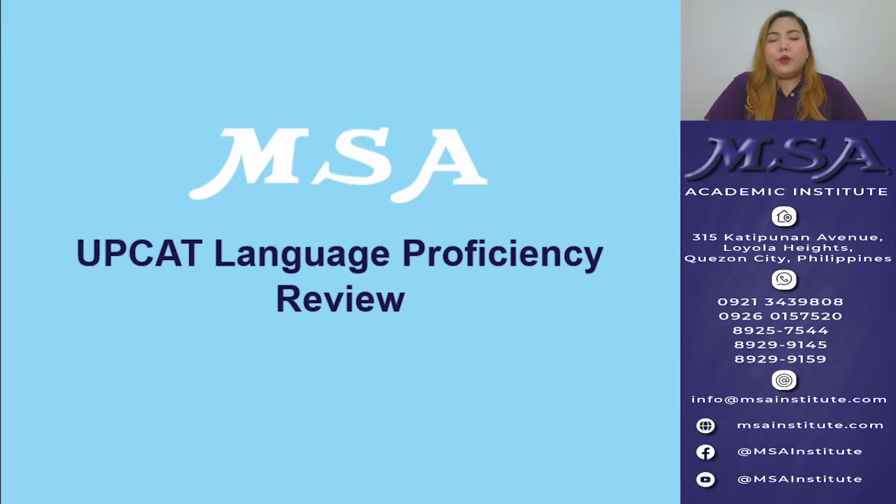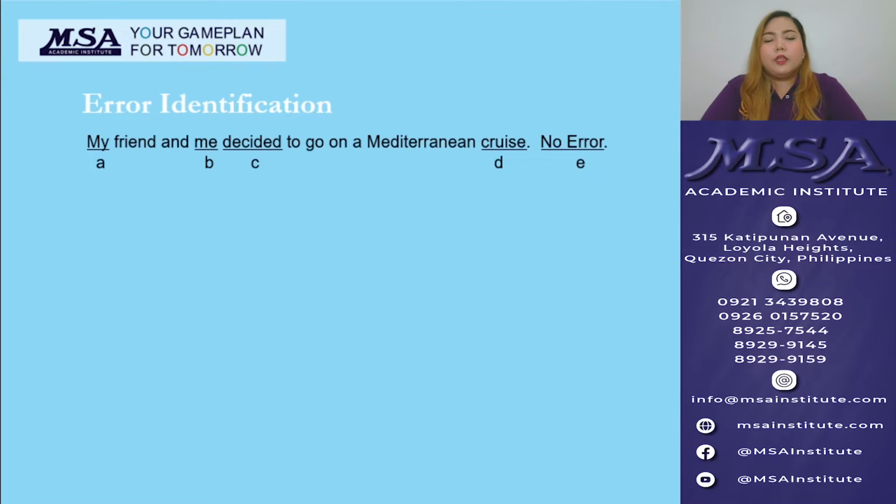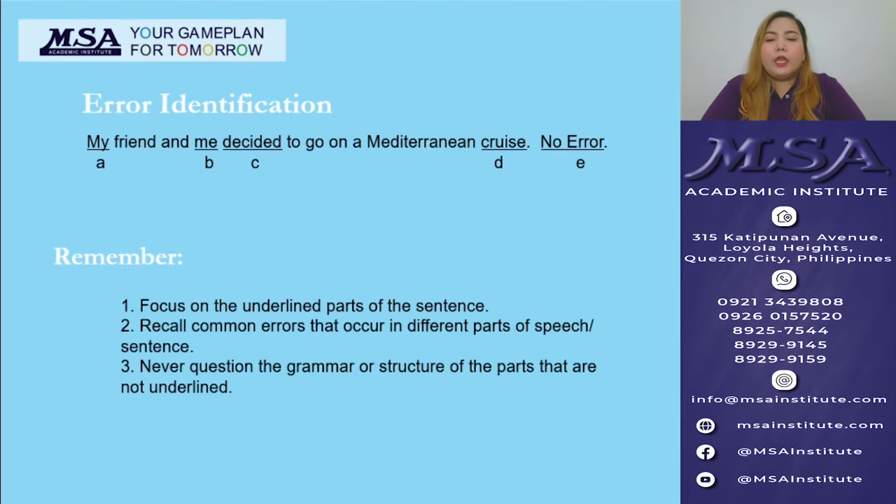In this video, we'll talk about the language proficiency part of the UP College Admission Test, specifically the grammar items. One kind of grammar item that you'll encounter in the test is error identification, such as the given example. Now, there are different things that you have to remember when answering error identification items. First is that you have to focus on the underlined parts of the sentence. You'll have to identify in your head to what parts of speech they belong.